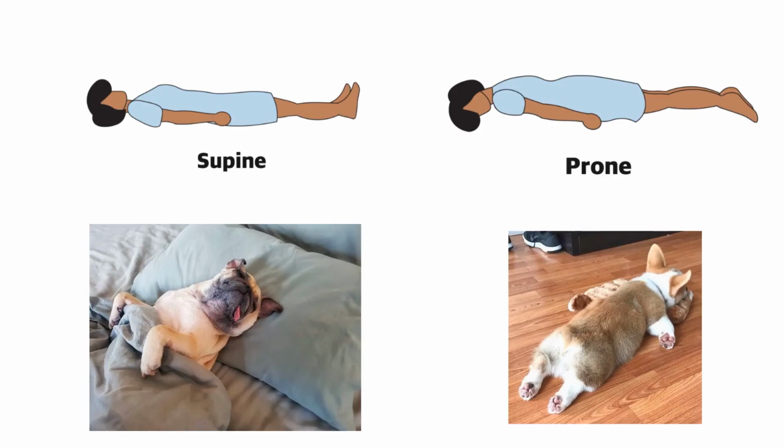To help get a better idea, here are those movements again in a silly way. Where we can see again, supine is like lying flat on your back, and prone is like lying flat on your belly. Pretty cool, right?